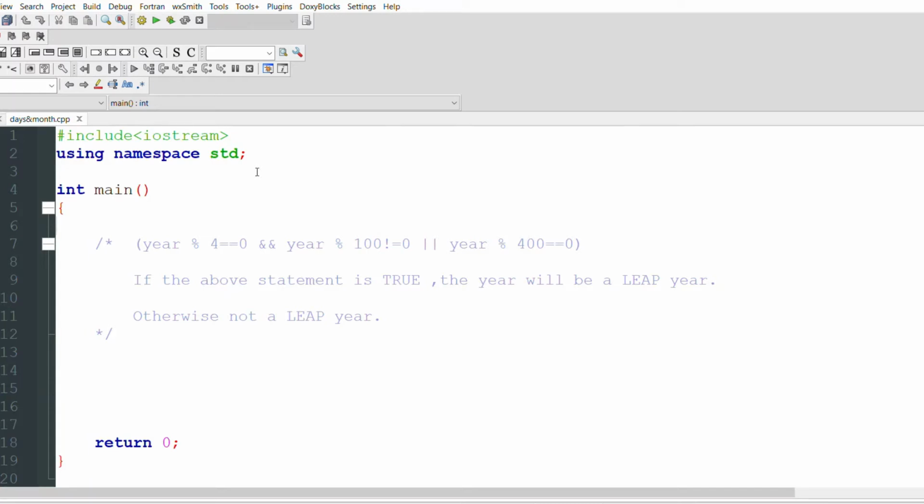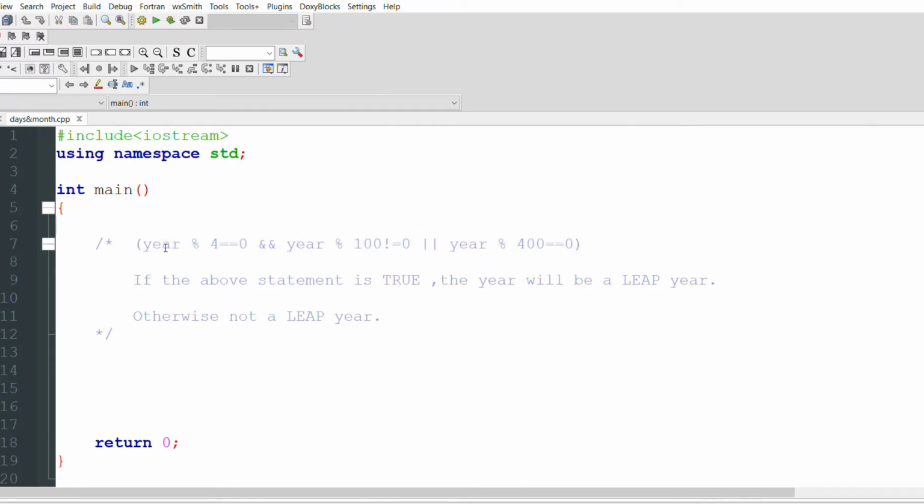But there's something I need to mention before starting our switch case. That is, we have to take into consideration that there are some years which are leap years, which have an additional day for the month of February. And there's a rule which helps us to determine whether the year is a leap year or not. And that is the rule here.